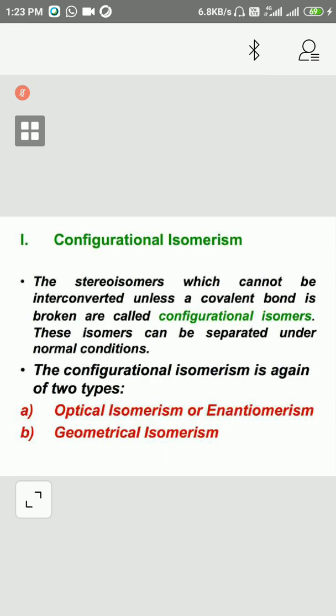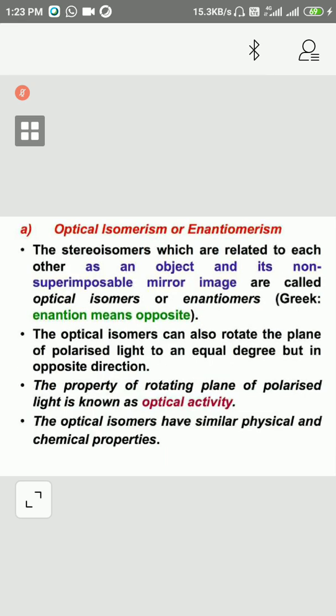These are also of two types: optical isomerism or enantiomerism, and second is geometrical isomerism. Optical isomers, which are related to each other as an object and its non-superimposable mirror image, are called optical isomers or enantiomers. There is another definition: you can define it in another way also. The isomer and its mirror image, which are non-superimposable, are enantiomers.